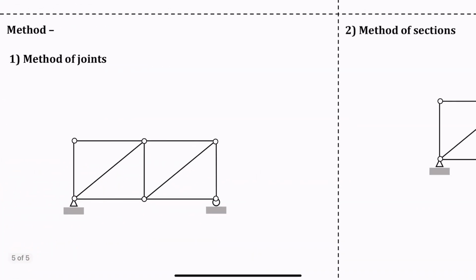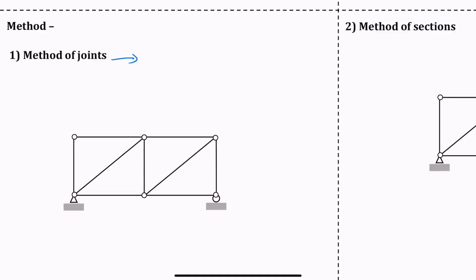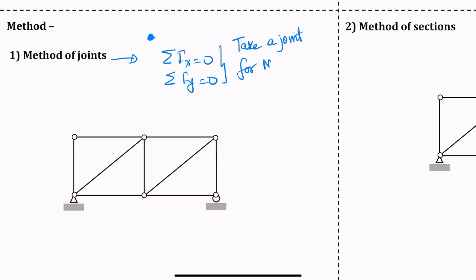Okay, and then methods, there are two methods. One is the method of joints. In the method of joints, because you are taking a joint, and for a joint we have only two equilibrium equations. So the method of joints has only two equilibrium equations, and because of that, you can only take a joint with a maximum of two unknown forces.